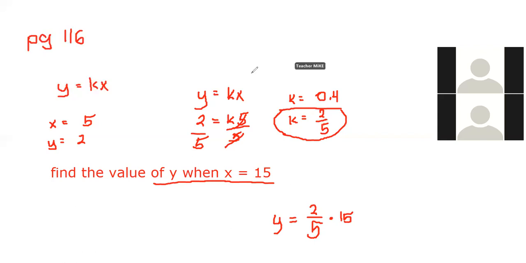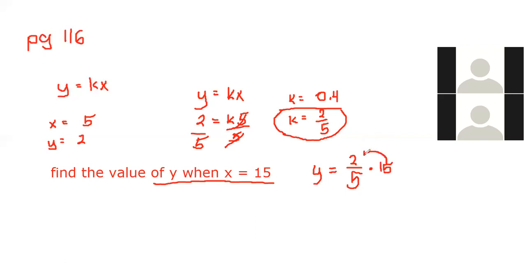Then, let's solve. 15 times 2 is 30, divided by 5 is 6. So, the value of y when x is equal to 15 is y is equal to 6.